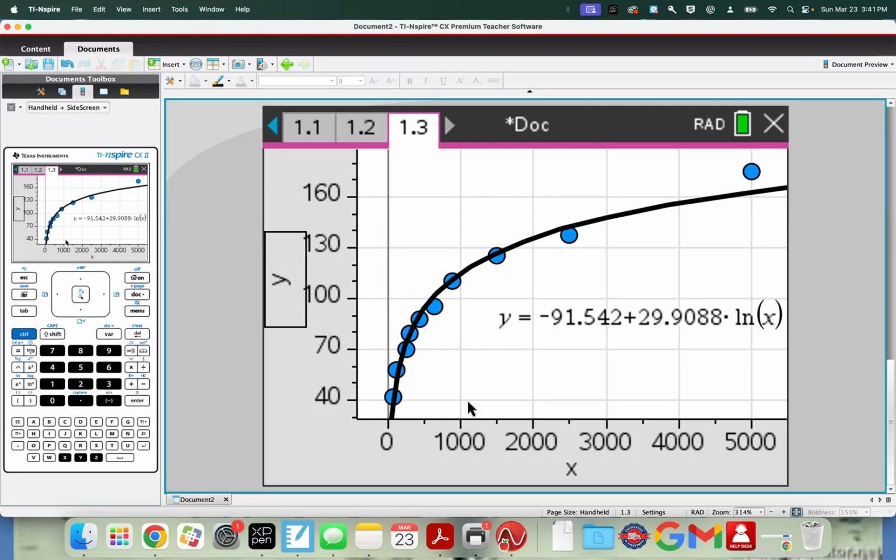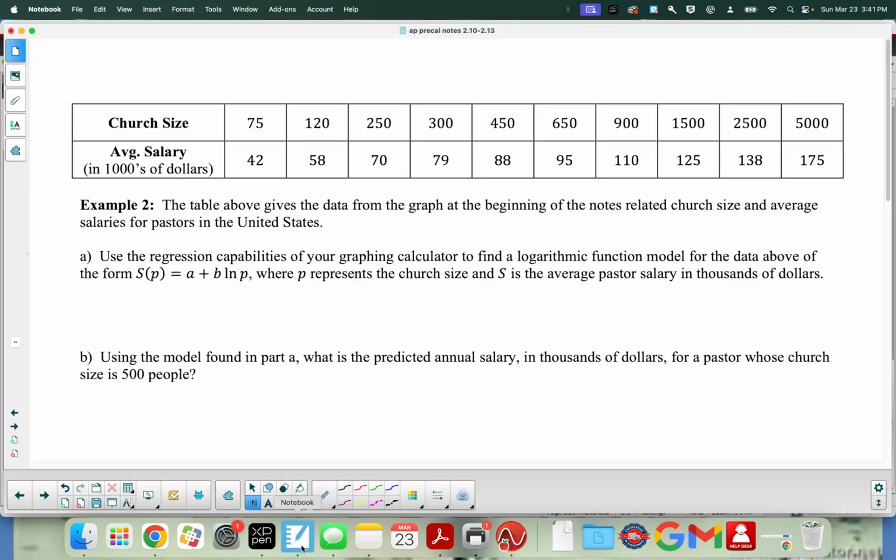Okay, so that should be my equation, where A is negative 91.5420, roughly, and B is 29.9088, again, roughly. Okay, so that's it. That was the equation. Now, again, we do need to write it in words. We've talked about this. There's very specific ways these get written.